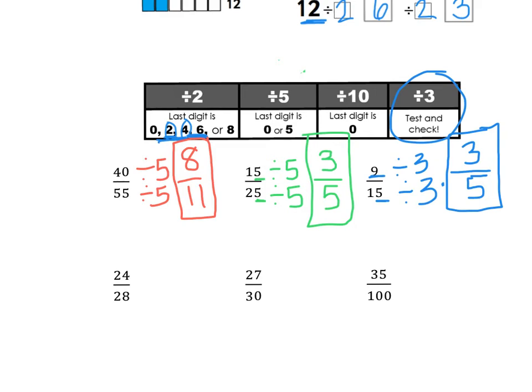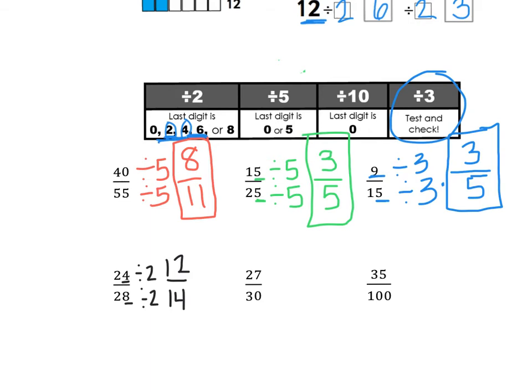All right, let's look at this bottom row here. We have 24 over 28. Well, to me, I see two even numbers, something that ends in a 4 and an 8. So I know I can divide by 2. So I'm going to divide by 2. And 24 divided by 2 is 12, and 28 divided by 2 is 14.